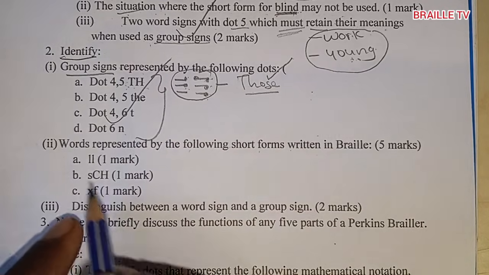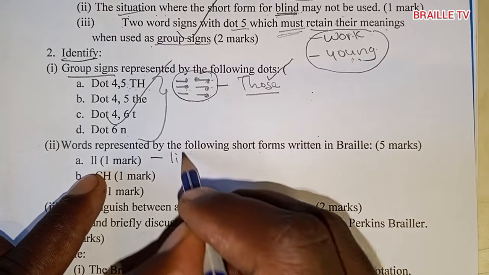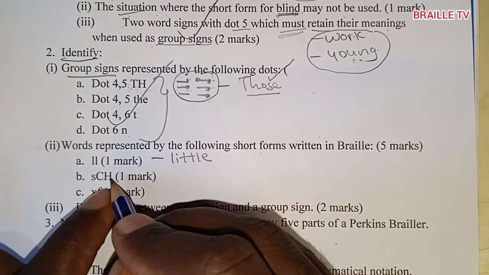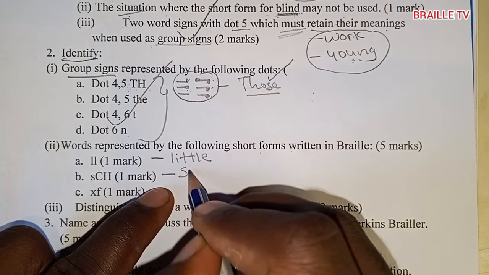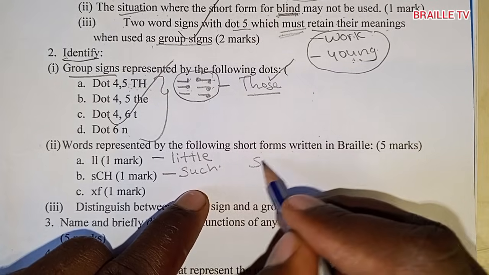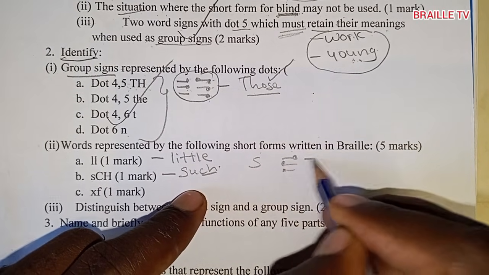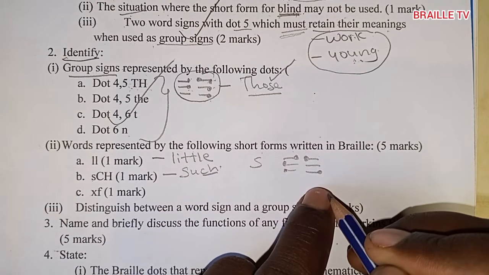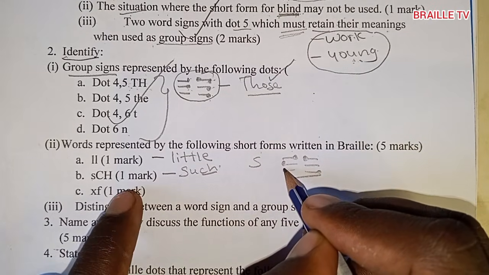For example, we have LL. LL is a contraction of the word little. Okay? The word little. Then SCH contracted is the contraction or a short form of the word search. So we said search is S and CH contracted, like this. S and then CH contracted. I told you CH is really like that, isn't it? CH. So in the contraction, it is a short form ya the word search.